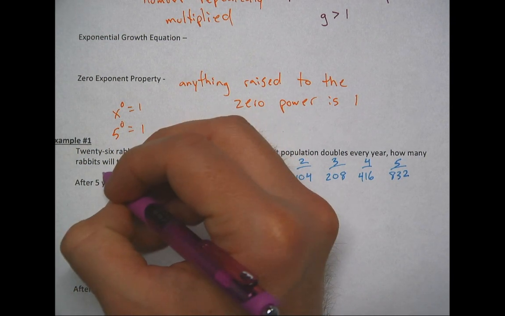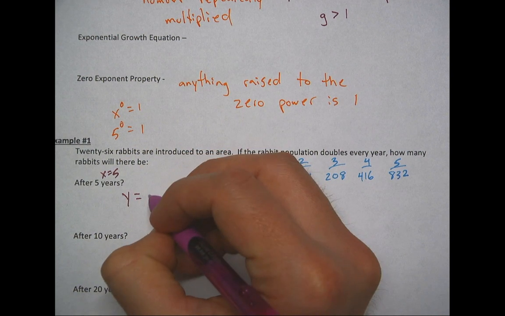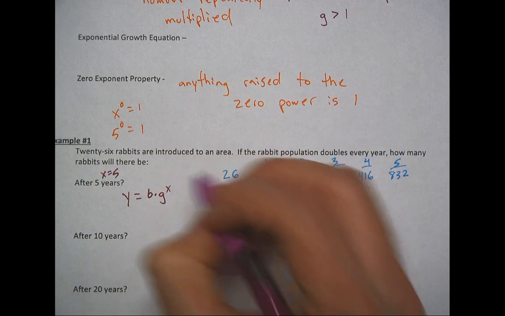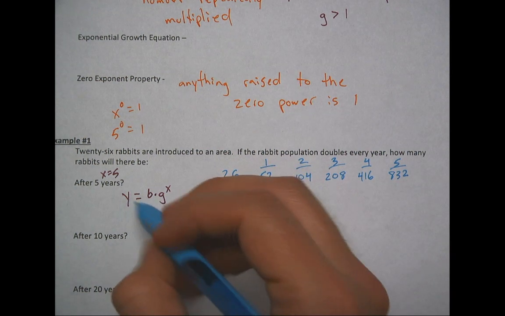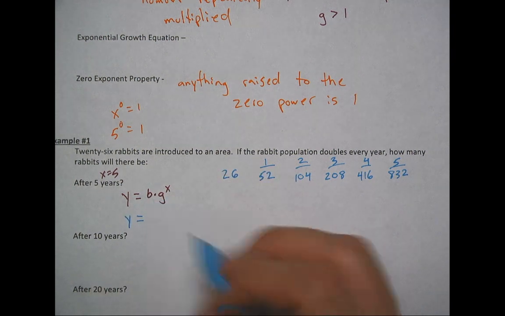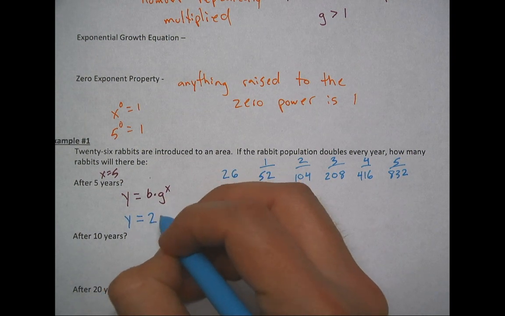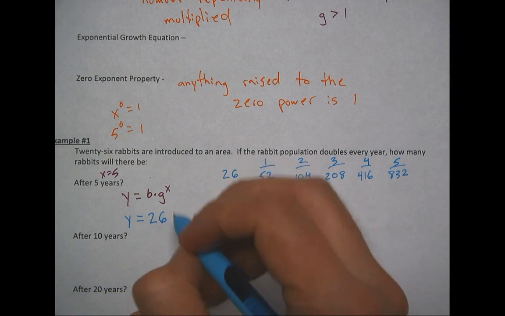So 5 years represents your time. That's going to be your x in this equation. So y equals b times g raised to the x. We've got to plug everything in the right spot. So y is kind of like your answer, so we can just leave that. B is what you start with. It's like your principal when you're talking about money. So 26.